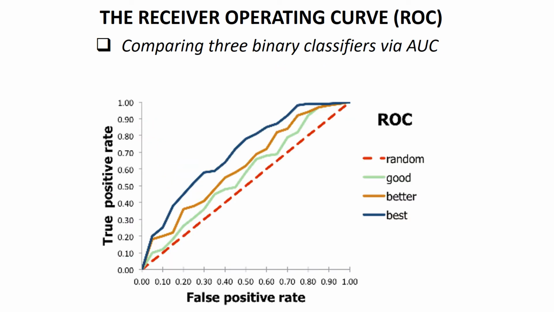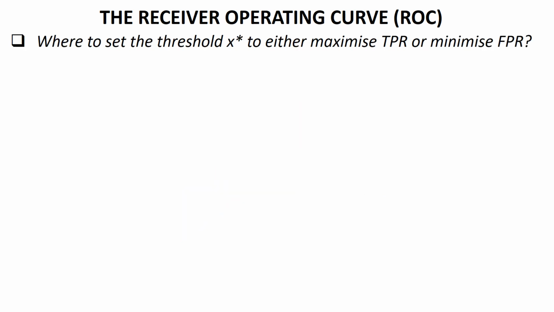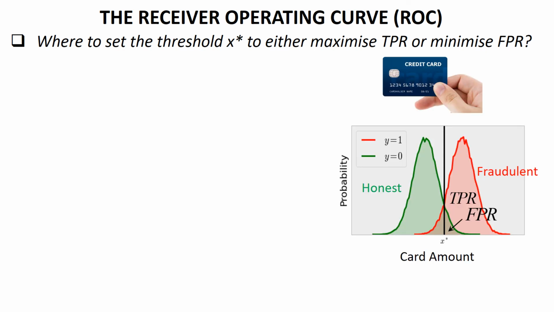So here's an example of 3 binary classifiers, and clearly the one that has the largest area under the curve would be considered to be the best, and the green one, which is the smallest area under the curve, is the worst. So let's finish with one example to do with credit card fraud. Let's take a very simple case, because the bank does use systems like this, but maybe this is rather simplified. You're trying to detect whether a card transaction is fraudulent or honest.